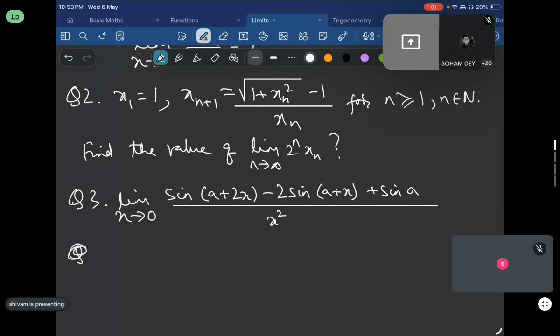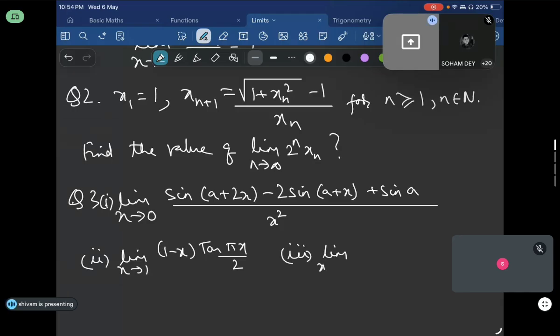Question number 3 part 1. 3 part 2: limit x tends to 1, (1 minus x) into tan(pi x by 2). Okay, part 3: limit x tends to 0, 1 minus cos of (1 minus cos x) upon sin to the power 4 x.